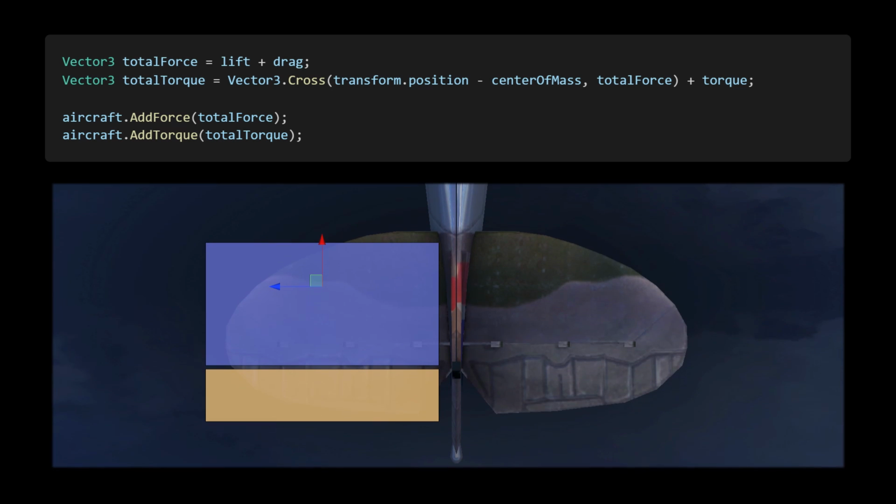The point of aerodynamic forces application or aerodynamic center is usually placed around the quarter point of the chord. So to transfer these forces to the aircraft, we need to apply them directly to it and also add corresponding torque due to their displacement relative to the center of mass. Then we need to add torque acting on the element itself.